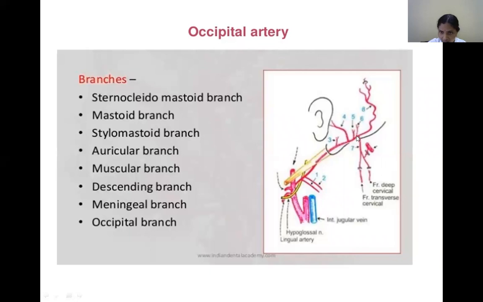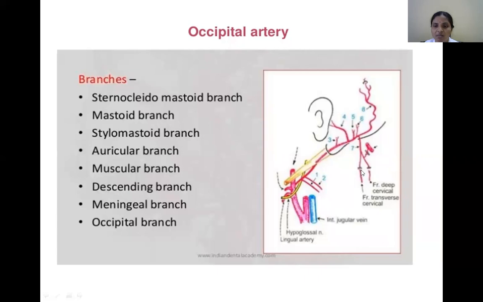Now, it provides only one descending branch, that is very important, where it establishes a collateral circulation. Here you identify this is a descending branch. The descending branch divides into anterior and posterior. So these anterior and posterior means in between something is there. What is that? A muscle is there: semispinalis capitis. So semispinalis capitis is embraced by this descending branch of the occipital artery.